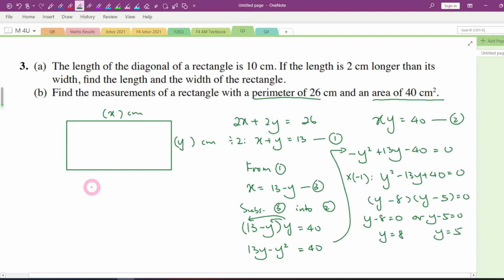Now, let me continue over here. When y is equal to 8, x will be equal to 13 minus 8, so x will be equal to 5. So how about when y is equal to 5? So x will be equal to 13 minus 5, right? 13 minus 5. So x is equal to, minus 5. Here I should write 5, not 8. 13 minus 5.